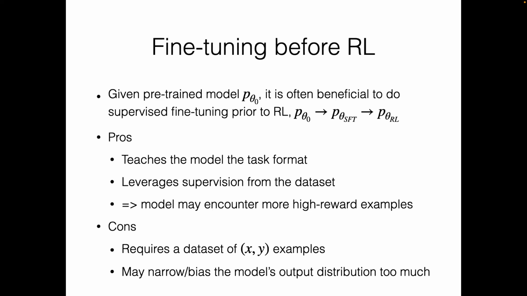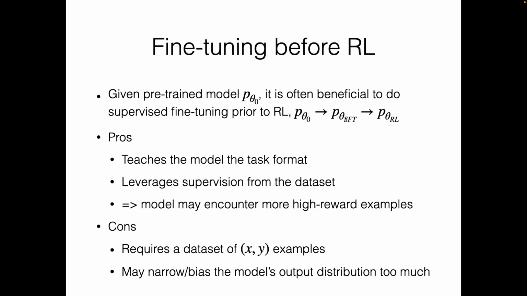Some cons are, of course, that in order to do the supervised fine tuning, you need a data set. Sometimes you don't have a data set or it's really expensive to collect one. And so in that case, you might not do the fine tuning. A second one is that there's a chance that doing the fine tuning can narrow the model's distribution too much or bias it too much.